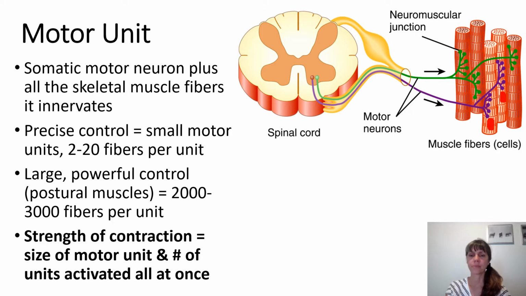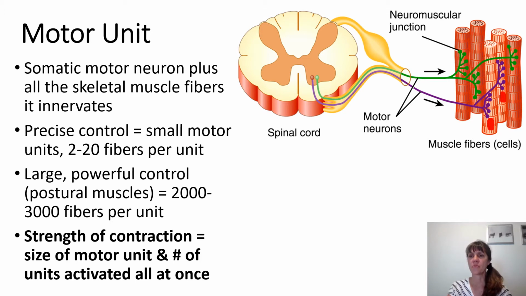That's two. If we look at the green motor neuron, we see that it innervates this muscle fiber, and this muscle fiber. Therefore, it innervates three muscle fibers.